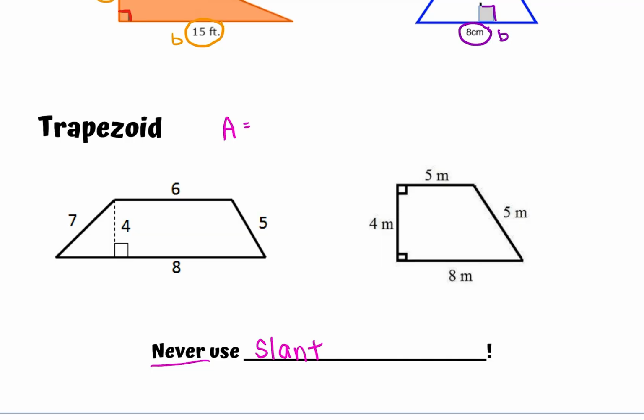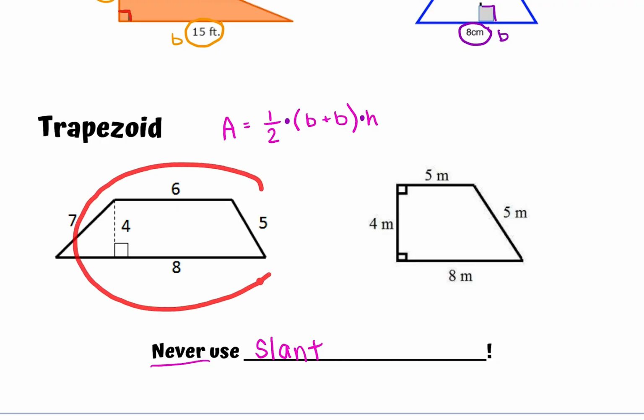So A equals 1/2 parentheses B plus B, okay? On the real formula, it has a little 1 and a little 2. We don't technically need those. That just stands for base 1, base 2, and then we also have an H outside. So remember, we have invisible multiplication here and here. So this time, notice I have 2 B's, so I need 2 bases.